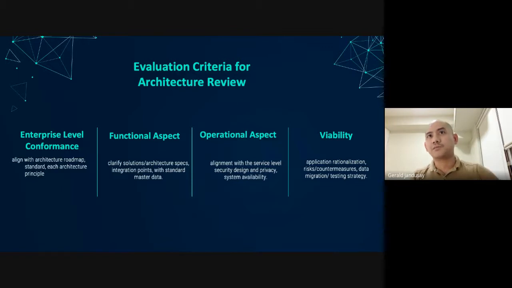The third evaluation criterion is the operational aspect, where there will be alignment with the service level, security design, privacy, and system availability. And lastly is the viability. This pertains to application rationalization, risk or countermeasures, data migration, and testing strategy.